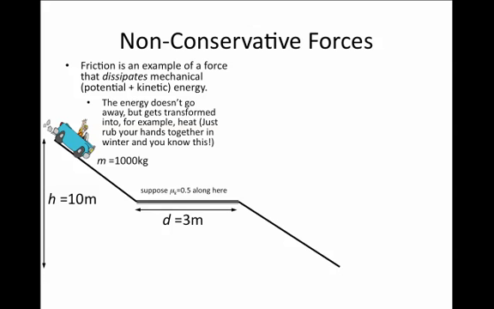And anyone who's ever had to rub their hands together in the winter knows that you make heat when you have friction. And by the same token, someone who's running along and sliding into home base knows that you generate heat when you slide, or when you get carpet burn. That's the production of heat due to friction. So friction is somewhat different from some of the other forces that we've talked about in that it dissipates mechanical energy and turns it into thermal energy.